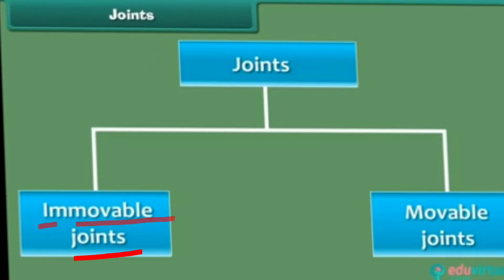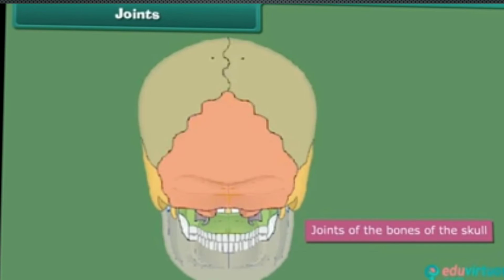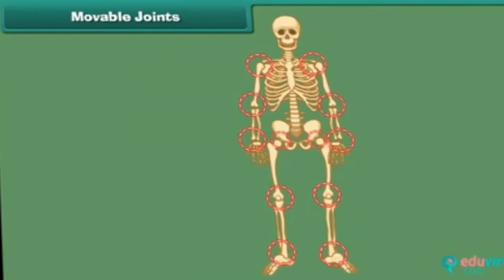Movable joints. Immovable joints, now we will learn about movable joints. The joints which are present, and we can move them in any direction, are known as movable joints. So we will learn about movable joints.